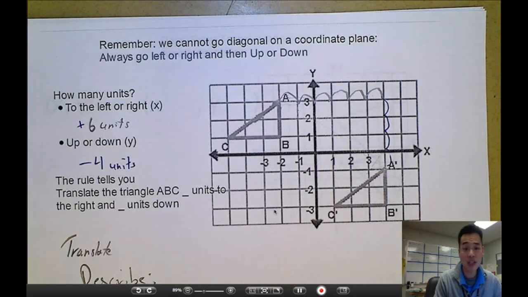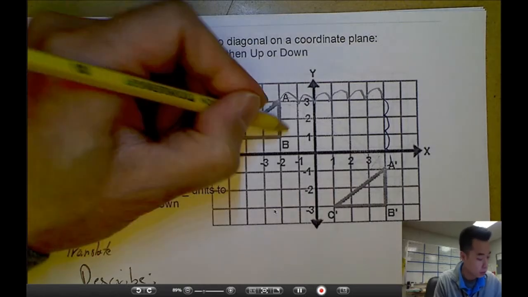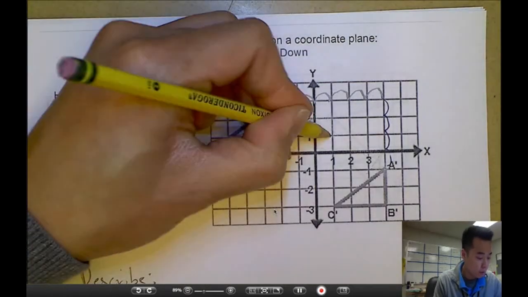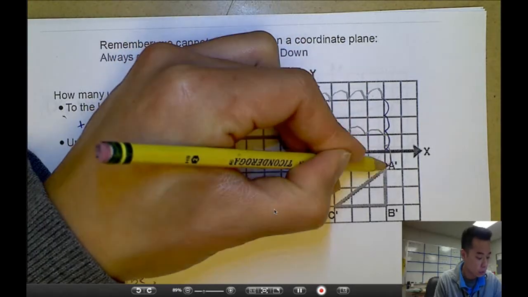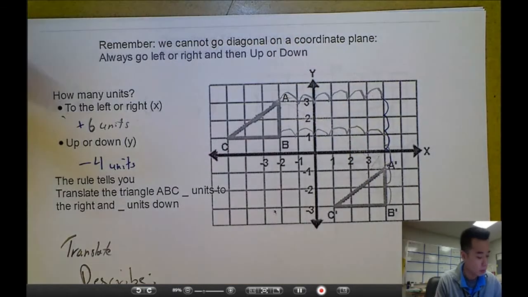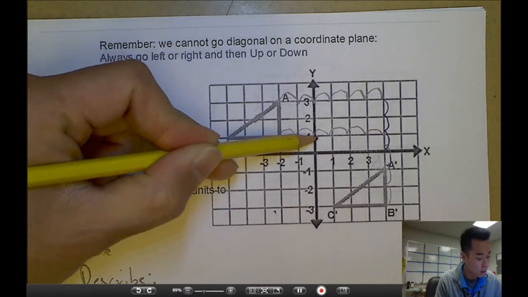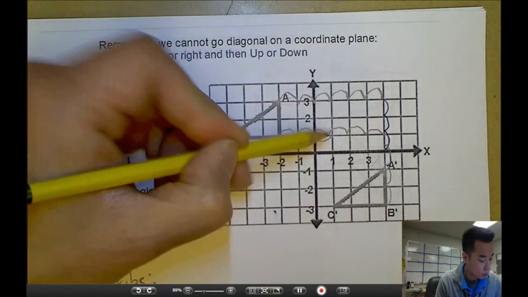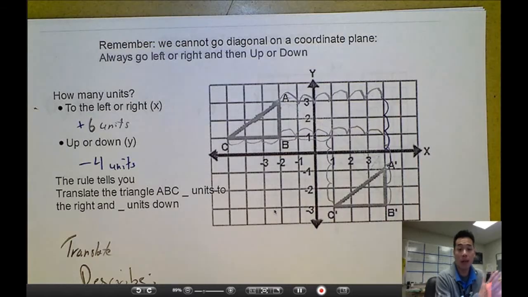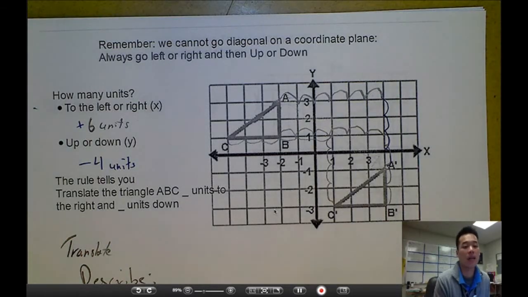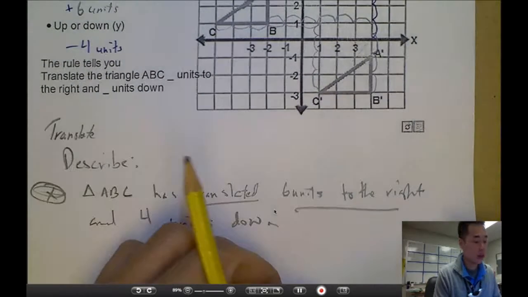And the cool thing is I just did it for A. B to B prime should do the same thing. So let's check real quick. 1, 2, 3, 4, 5, 6. Yes, we're good there so far. Down 1, 2, 3, 4. And we get to B prime. Same thing with C. Over to the right 6, 1, 2, 3, 4, 5, 6. And then down 4, 1, 2, 3, 4. And that just means that my entire polygon has translated 6 units to the right and 4 units down. All right, let's do the next example.